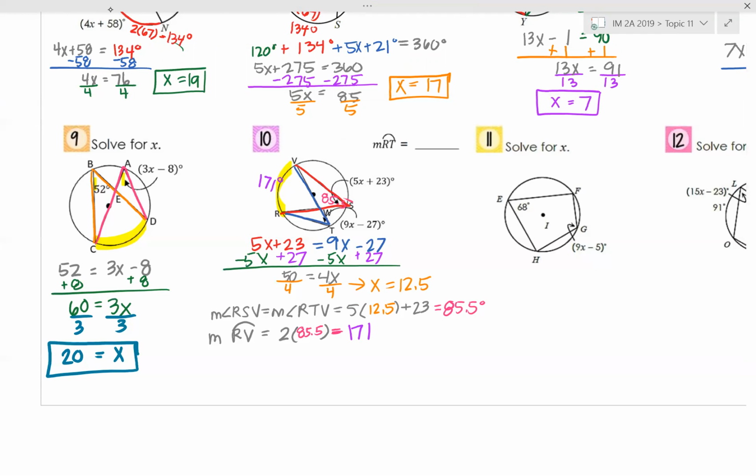Notice that we do have a diameter in this diagram. Since VT is the diameter, that means that this whole arc from V to T is 180 degrees. So RT is going to be equal to 180 minus that 171. So that means that the measure of arc RT is 9 degrees for this problem.